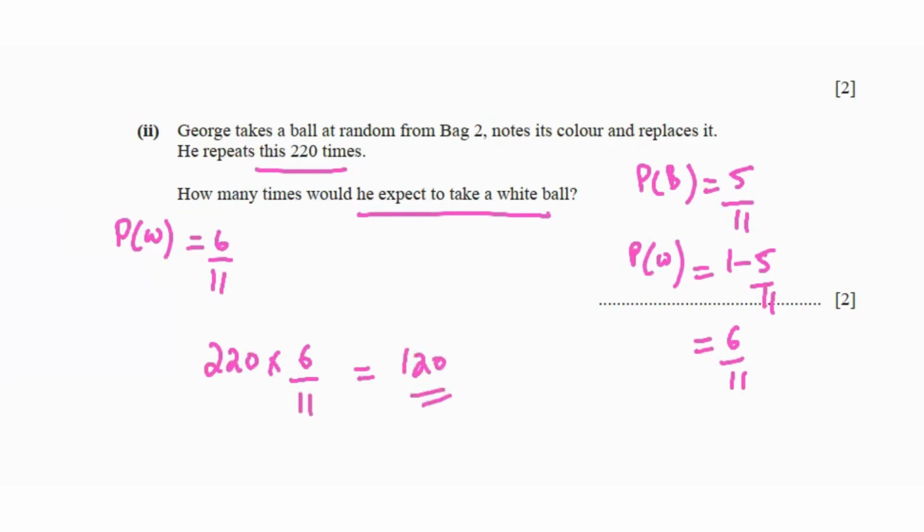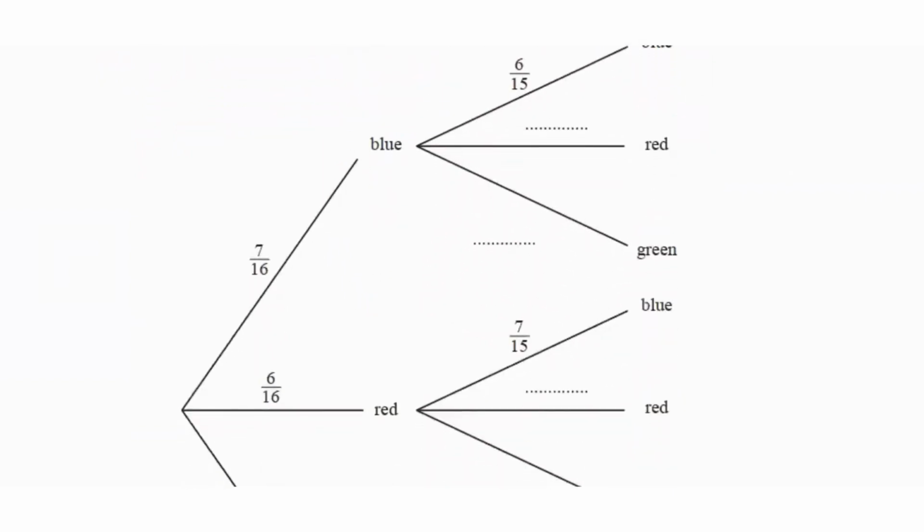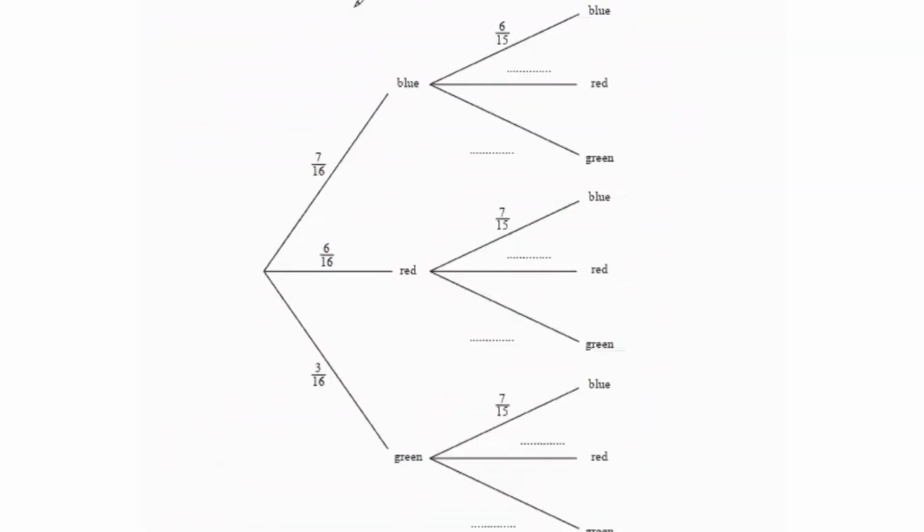That is your answer. In part B, it says the bag contains 7 blue counters, 6 red counters, and 3 green counters. Yasmin takes 2 counters from the bag at random without replacement. Complete the tree diagram. So basically, if she's taking 2 counters without replacement, if she's taking a blue counter, what will happen is that 1 would get reduced from the total number of blue counters, so 7 becomes 6, and 16 becomes 15 because she's taking a blue counter.